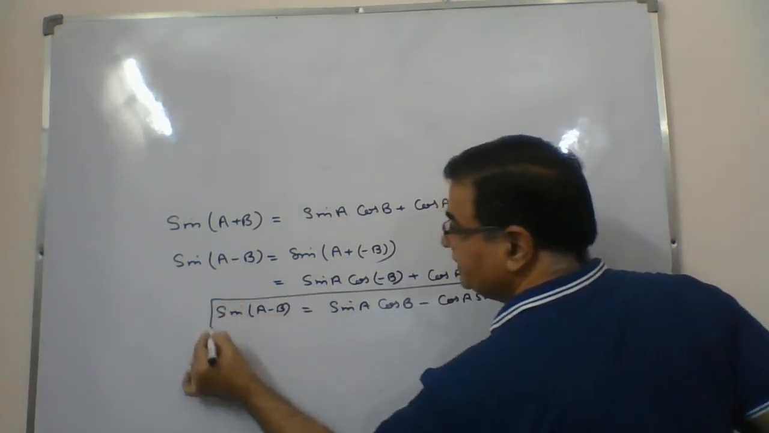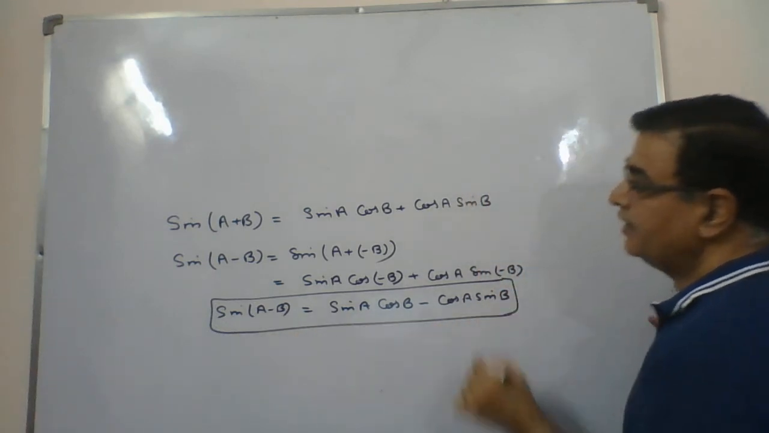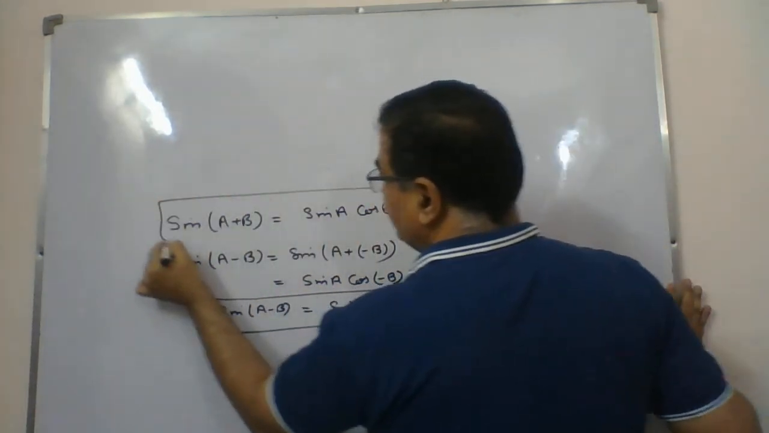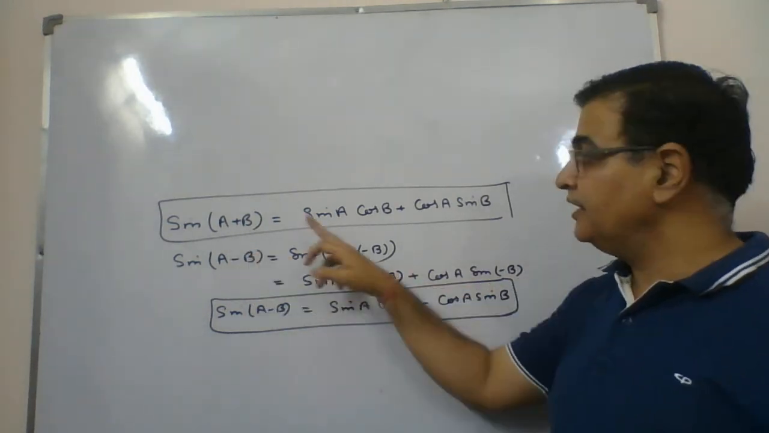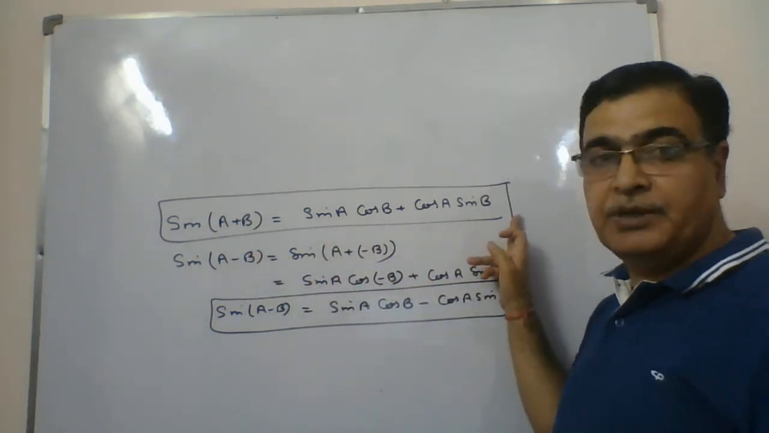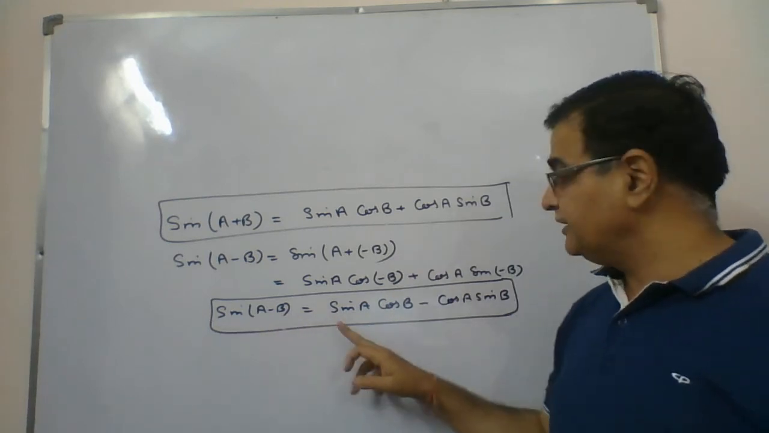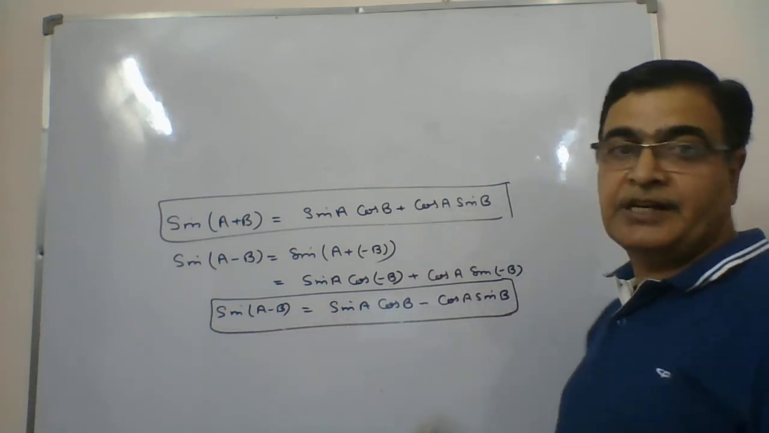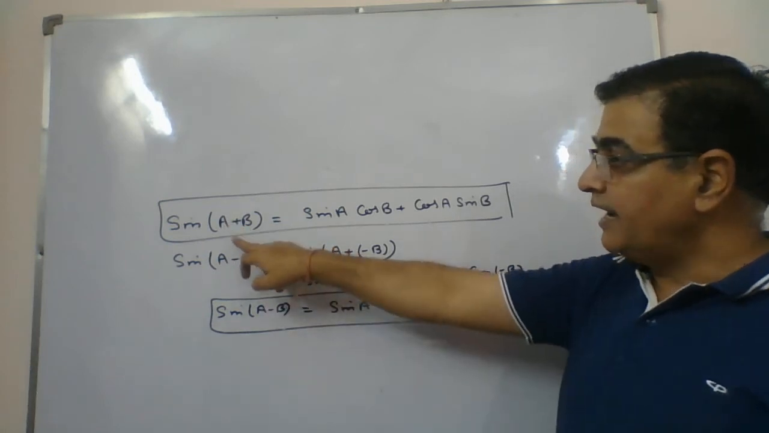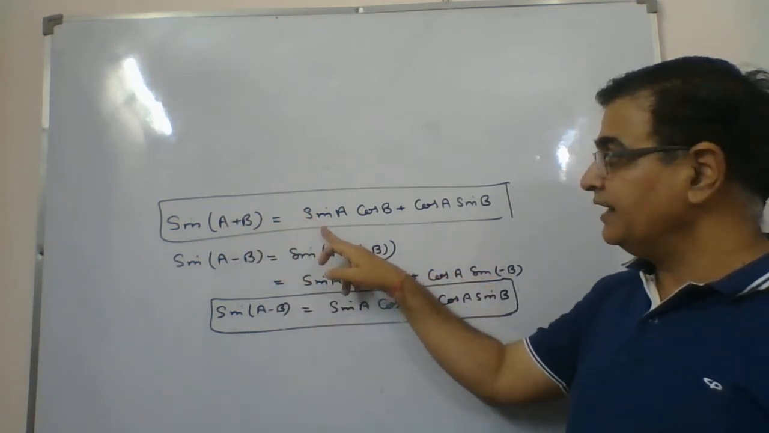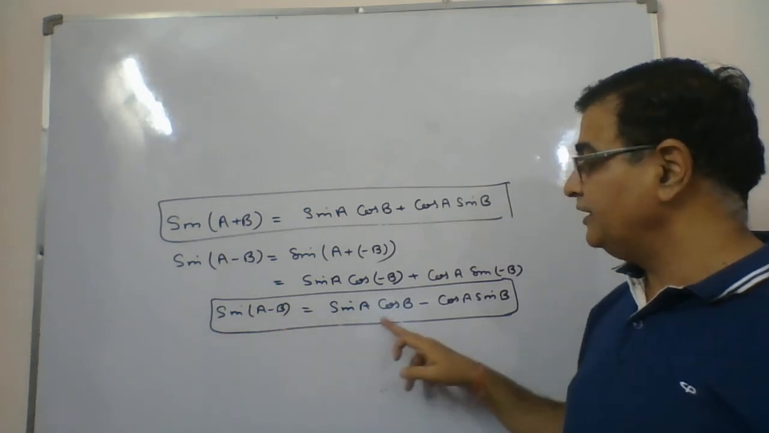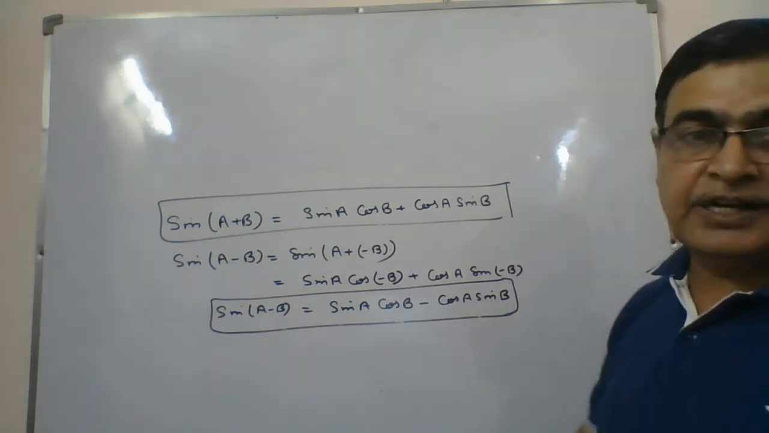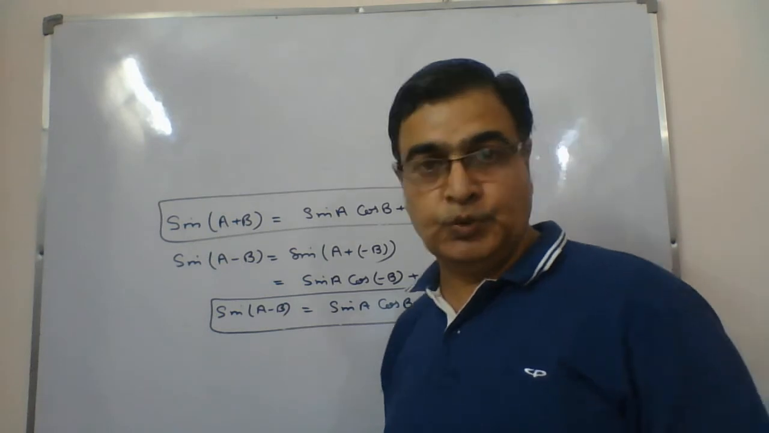So one formula, sine A minus B, is this, and one formula, sine A plus B, is this. First formula you should remember: sine A plus B is sine A cos B plus cos A sine B. Sine A minus B formula is sine A cos B minus cos A sine B. This is formula number 2.